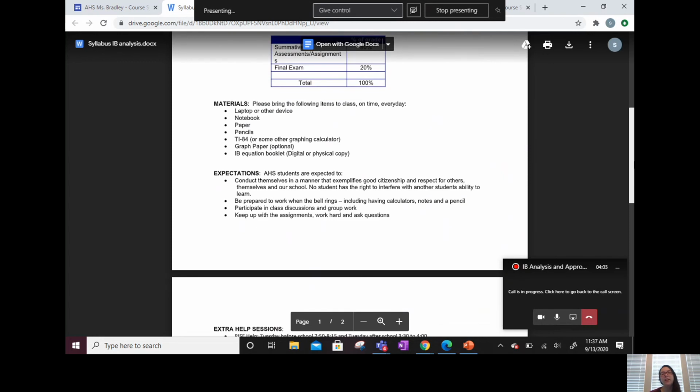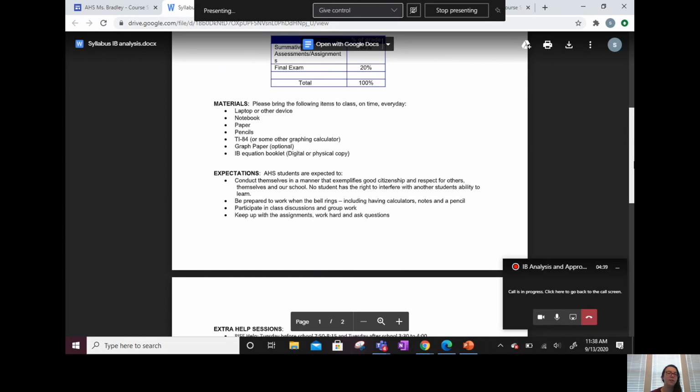Some materials that they need: their laptop or another device in order for them to access this during IB. They need a notebook, paper, and pencil so they can take notes. They absolutely have to have some kind of graphing calculator. I highly recommend them having a TI-84 because that's the calculator I'm most familiar with. So when I'm explaining stuff, I'm going to be explaining on the TI-84. If they don't, I will work with them and try to figure out how to make it work on other types of graphing calculators, but that's the one I'm the best at.